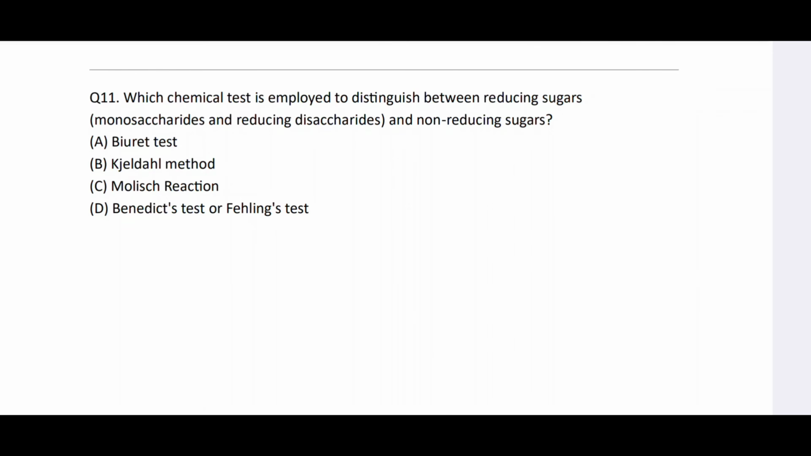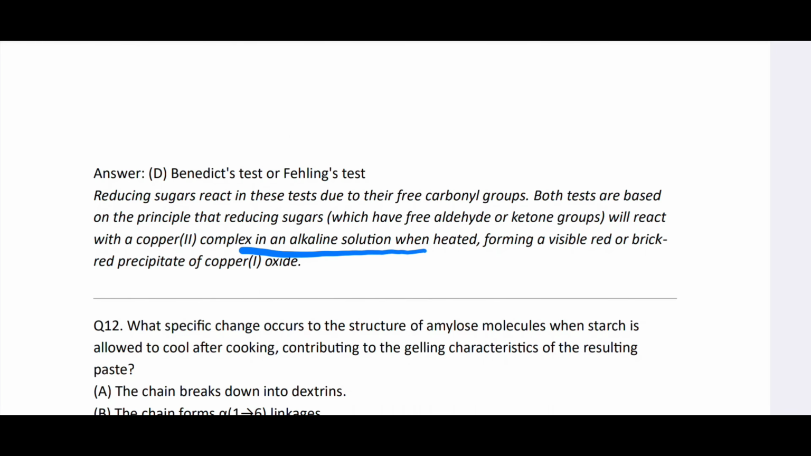Next question is, which chemical test is employed to distinguish between reducing sugars and non-reducing sugars? So the right answer here will be option D, which is Benedict test and Fehling test. In these tests, reducing sugars, due to their free carbonyl groups, react with a copper complex in alkaline solution when heated, which forms a visible red or brick red precipitate of copper oxide.